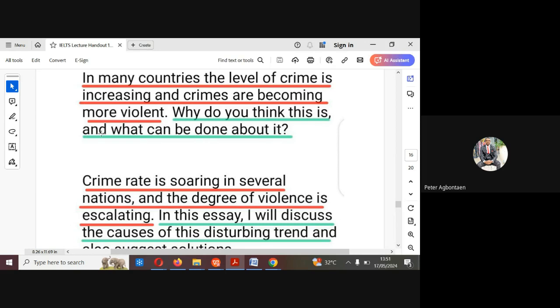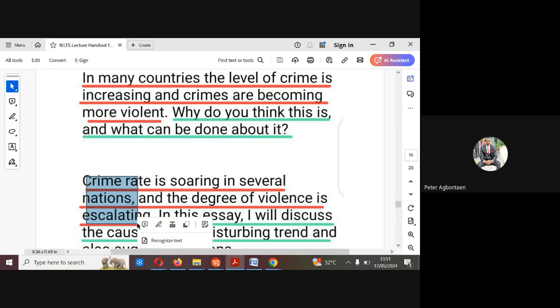Now, let's take a look at the question again. So it says, in many countries, the level of crime is increasing and crimes are becoming more violent. Why do you think this is and what can be done about it? So I picked the first sentence that ends at violent. And so take a look at this. Here I said crime rate is soaring in several nations and the degree of violence is escalating. Now you will agree with me that the sentence underlined in red here and the one underlined in red here are conveying essentially the same idea. They are saying the same thing. So this is the meaning of paraphrase. This means that I'm paraphrasing because I've expressed the same idea expressed in this question in a different way, in my own way.